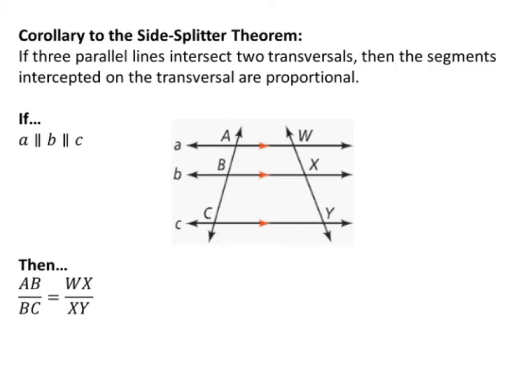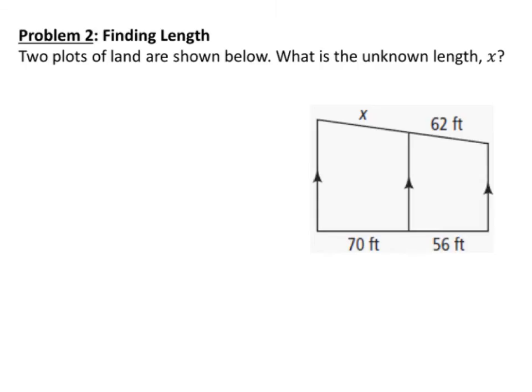So the corollary to the side splitter theorem, if we've got 3 parallel lines, we can set up the same kind of proportion. So AB to BC will be in proportion to WX to XY. So we can set up the same kind of proportion if we've got 3 parallel lines.